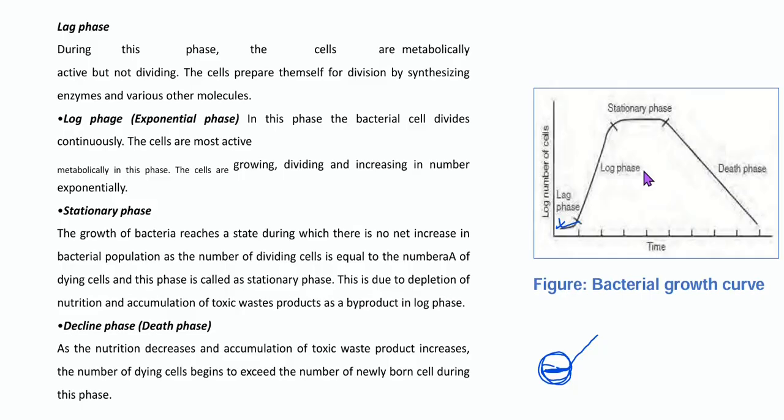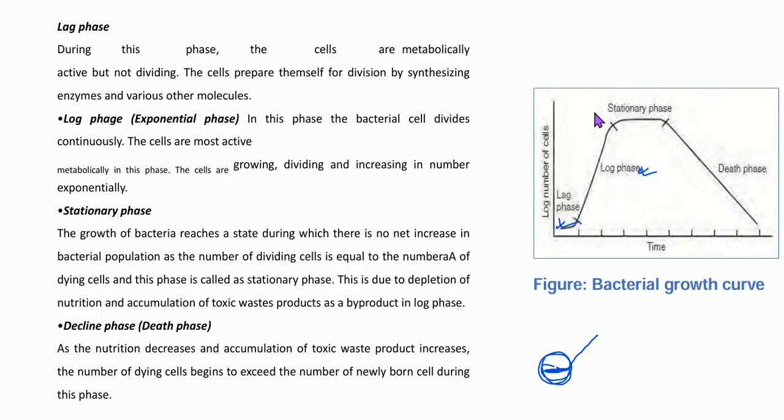And the second phase is the log phase, which is also known as the exponential phase, where the bacterial cells divide continuously, and these cells are the most active in this phase. They are growing, dividing, and increasing their number exponentially. So this phase is also known as the exponential phase.